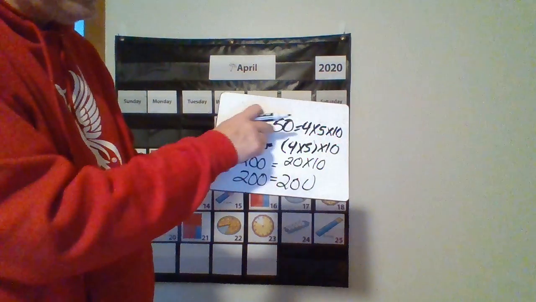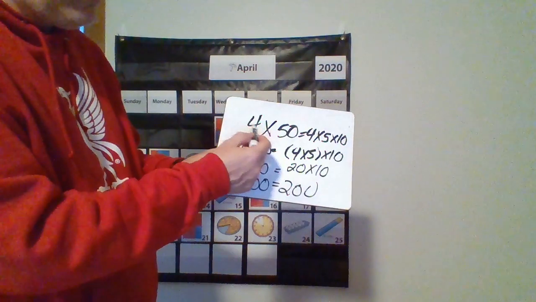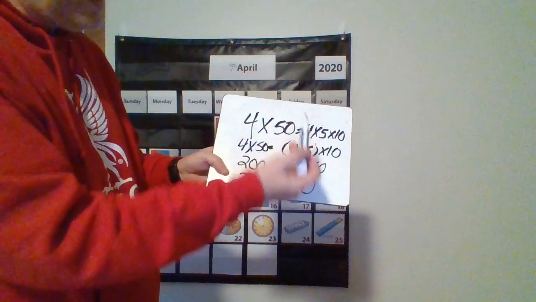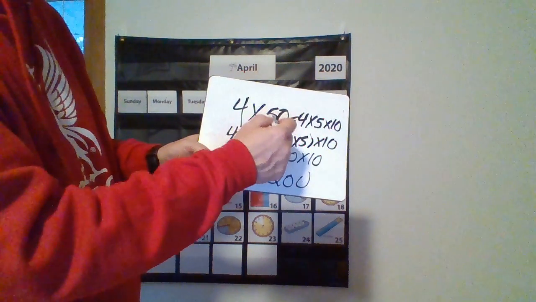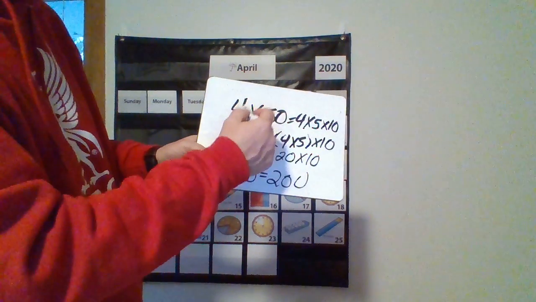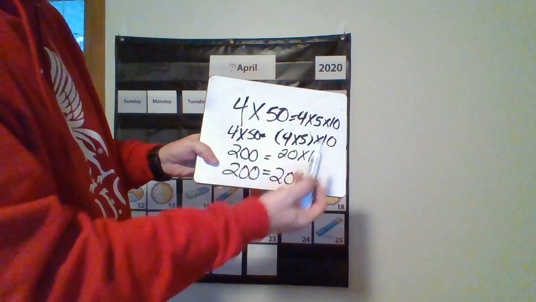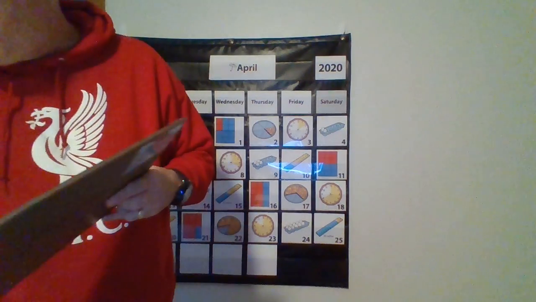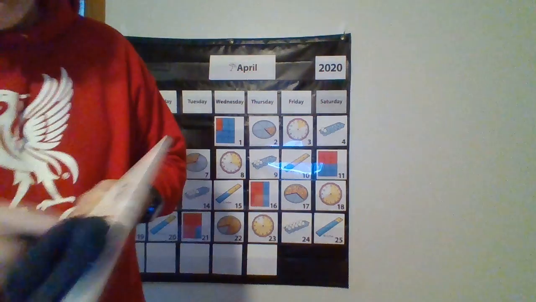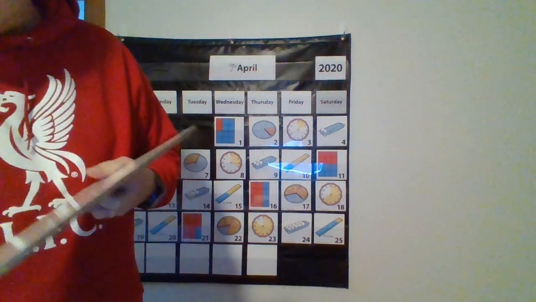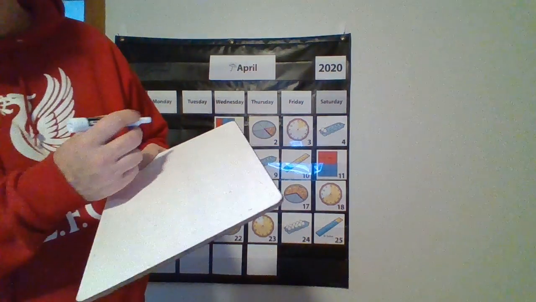So what you can see that I did here is I have 4 times 5, and then I just made 5 groups of 10. And that's what I did here. So 4 times 50 will equal 4 times 5 times 10. So let's see if we can do the same thing with one more group of numbers. See if you can maybe do this as I go through.